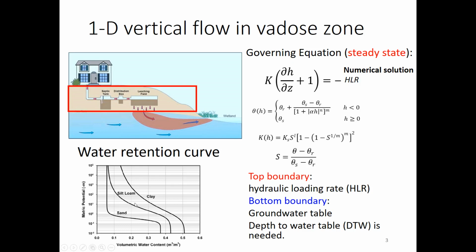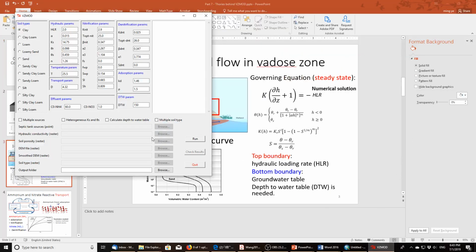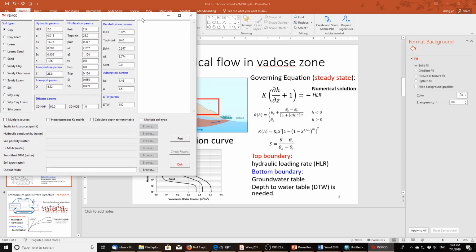And you see this essentially tells the computer how much water will be kept in the soil, or the other way, how fast the water is going to move from drain field to water table, right? So for this simulation, they are closely related to the parameters we set up in the VZMOD.